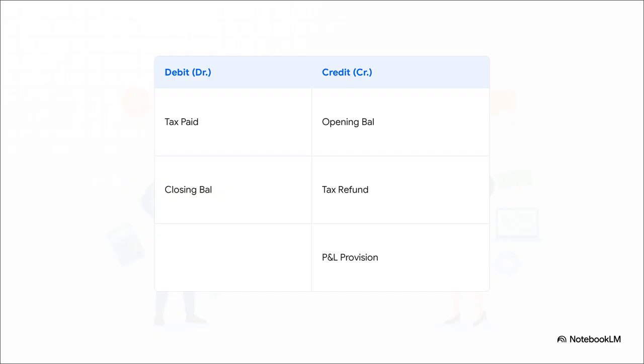And the exact same detective work applies to taxes. We have to separate the tax provision sitting in the P&L, which is really just an educated guess, from the actual cash you paid out of the bank. Take the opening balance, add the current year's provision, deduct the closing balance, and what's left is the actual cash paid to the government, which sits nicely in our operating cash outflows.